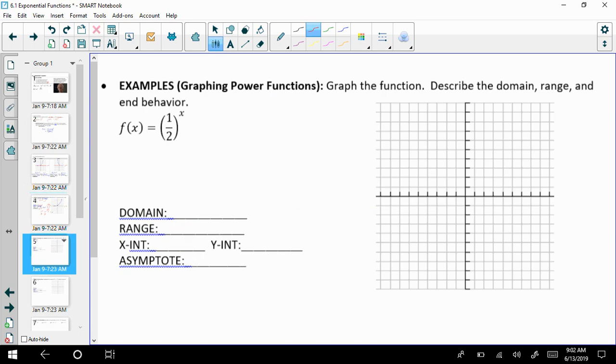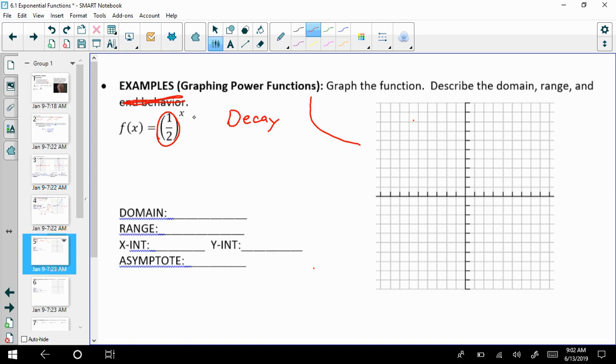Let's try the next one. Graph the function and describe the domain and range. We're not going to do end behavior. So I would ask first, is this growth or decay? And we should say this is a decay graph because my base number, 1/2, is smaller than 1. So I know when it comes time to graph, it's going to do this. It's going to be falling.